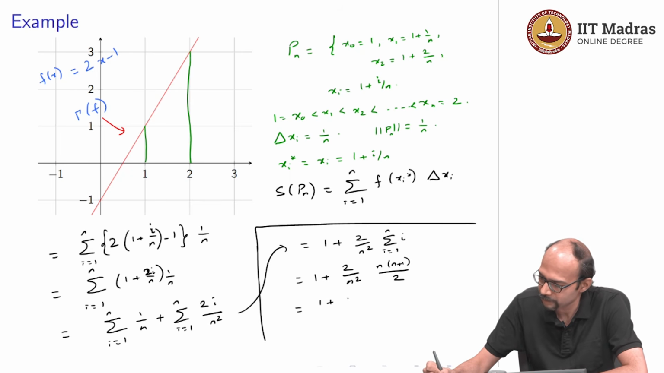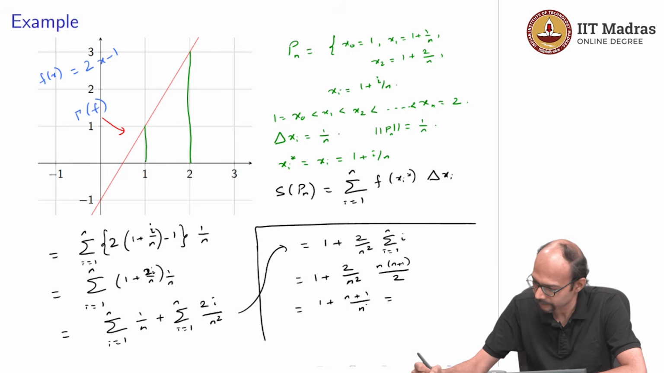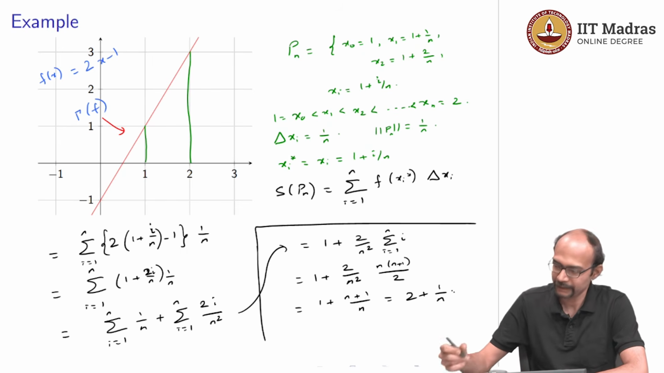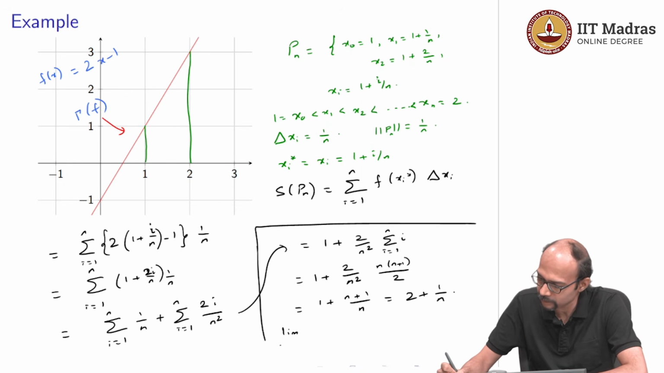Right. And so, what we get is 1 plus, so the 2 and 2 cancel, n and n cancel, n plus 1 by n, which I can rewrite by dividing into two parts, n by n plus 1 by n, n by n is 1. So, this is 2 plus 1 by n. So, this is the Riemann sum corresponding to this partition P_n, and now of course, if we let n tend to infinity, which is the same as saying allow norm P_n to go to 0, that is the same as letting n tend to infinity, 2 plus 1 by n, and that is indeed 2.